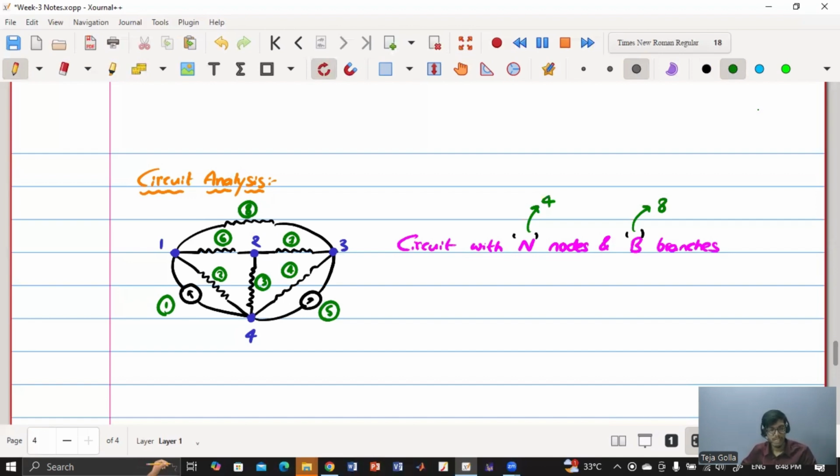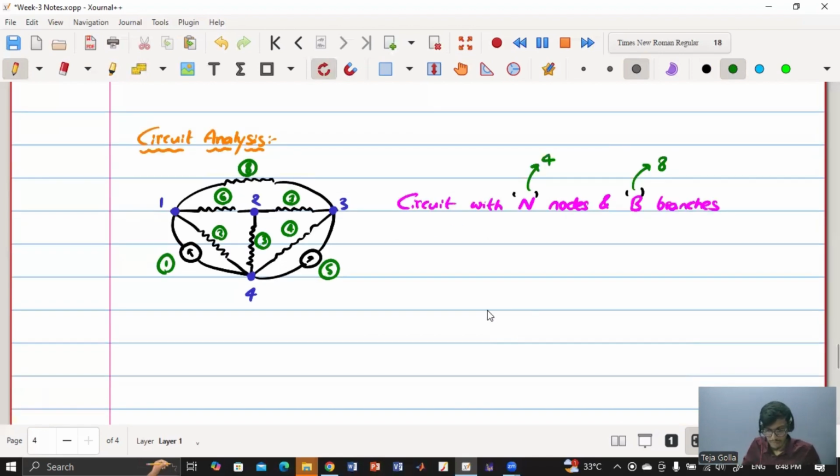So now tell me, each branch has a voltage and a current, right? Agree? So each branch has a voltage and a current, right? In this circuit, say this branch has some voltage, some current. This branch has some voltage, some current. Unknown values. This branch has some voltage and some current. Agree? So if I want to solve this circuit, I have to solve for the voltage in each branch and the current in each branch. Agree?